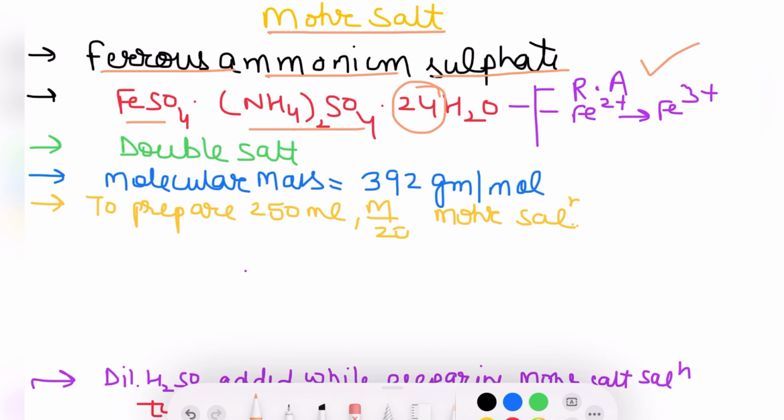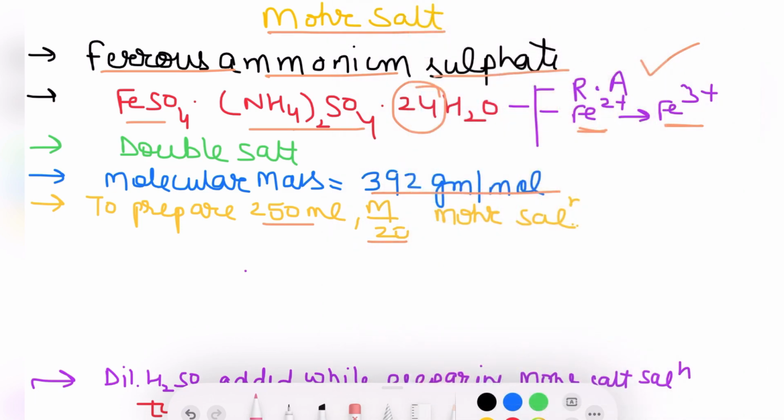So the ferrous part during the titration changes from Fe2+ to Fe3+. Increase in oxidation number is there. Molecular mass of Mohr salt is 392 gram per mole. Now we wish to prepare 250 ml of M/20 Mohr salt solution.